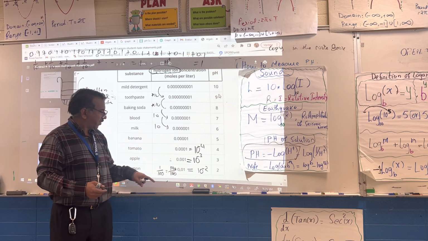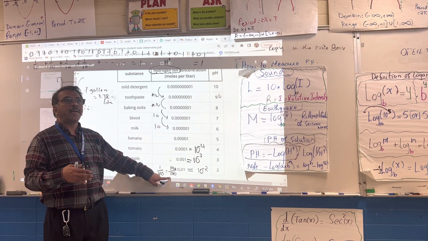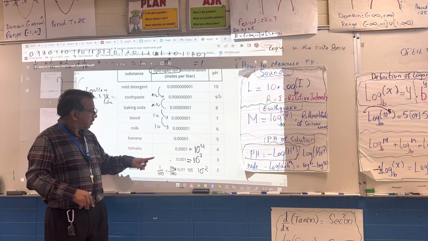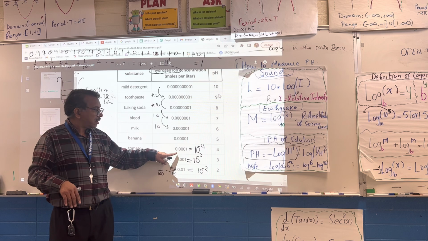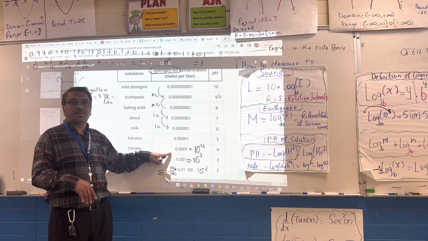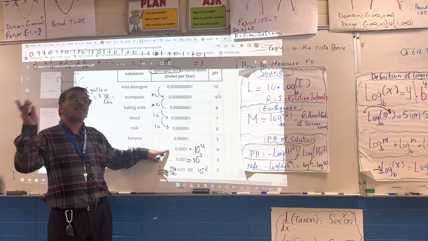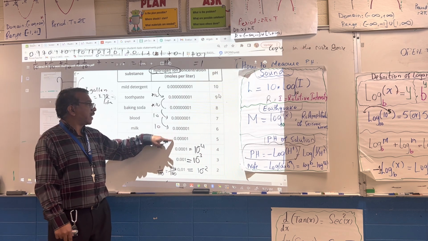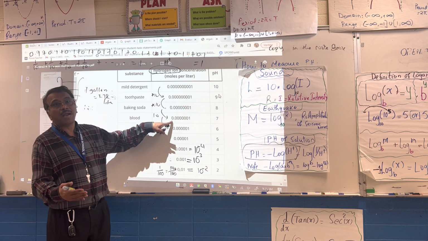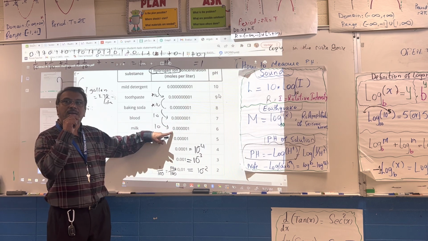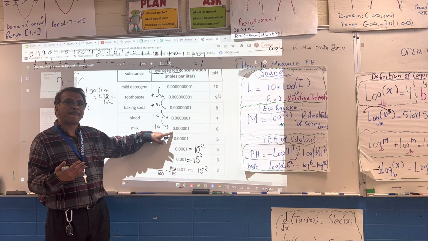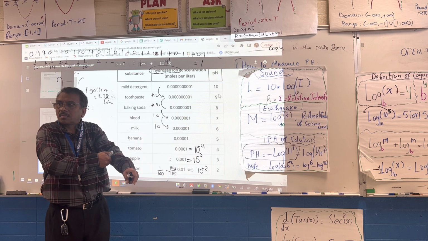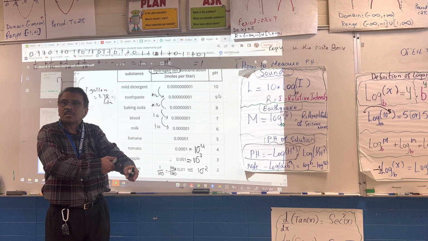So the lemon juice here is 10 times what you had for apple. You see what's happening? 10. The apple is 10 times the tomato. The tomato is 10 times the banana, or 10 times the milk. This is 10 times the blood. So the milk that you drink has a hydrogen ion concentration which is 10 times what your blood has. Correct? This is what I'm talking about.